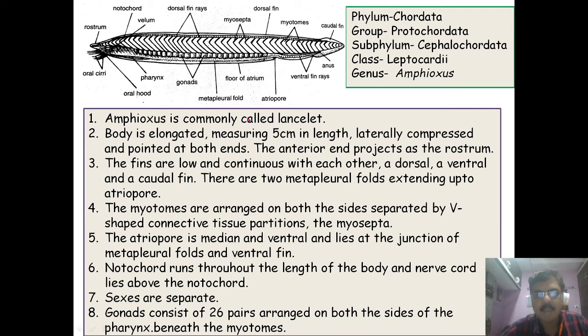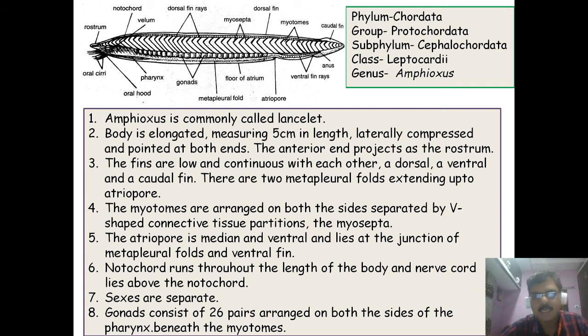Then the sexes are separate, that is, males and females are separate, and this is the ventral position of the gonads, where these gonads are either testes or ovaries, and these are metameric, showing metamerism, that is, a number of gonads are there, either testes or ovaries. Then the gonads consist of 26 pairs arranged on both sides of the pharynx, under the muscles, that we call the myotomes. Means on the ventral side below the myotomes, the 26 pairs of gonads are present, that may be testes or ovaries.